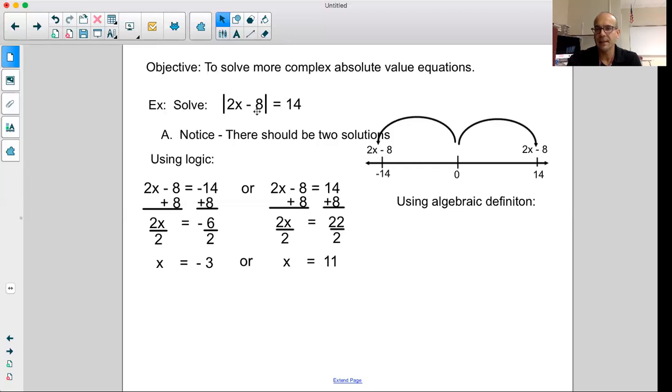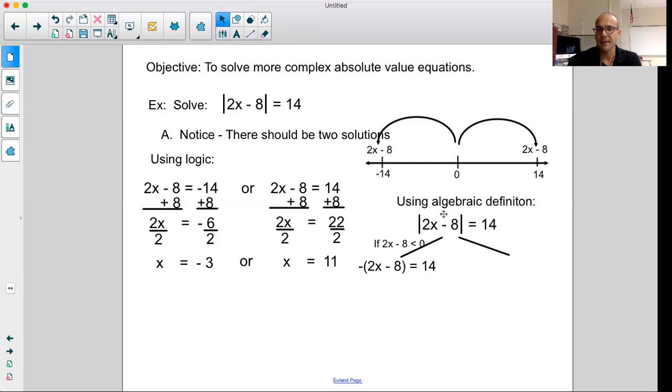Well, now the stuff inside is more complicated than just x. So if we say the stuff inside is 2x minus 8, potentially that could be a negative number. And if so, when I rewrite this without the absolute value, I would like to write the opposite of what's inside in the place of the absolute value. Absolute value is sometimes equal to the opposite of what's inside. That would look like this. That's the more complicated one.